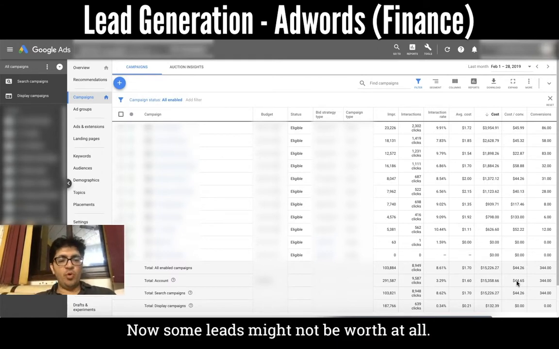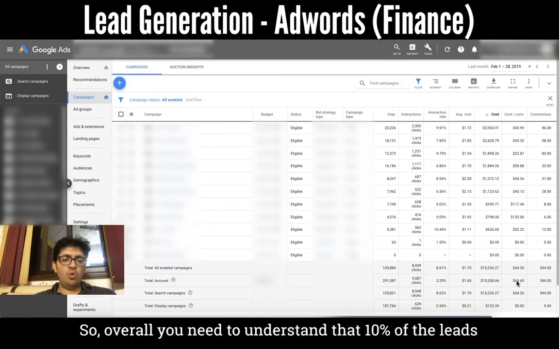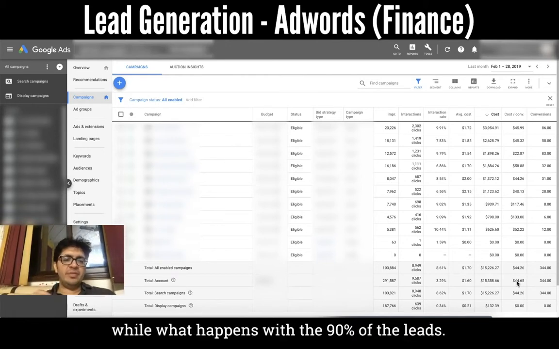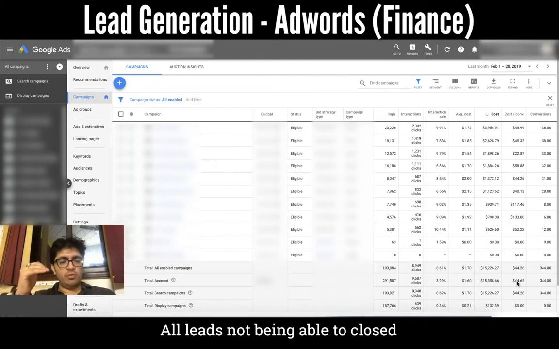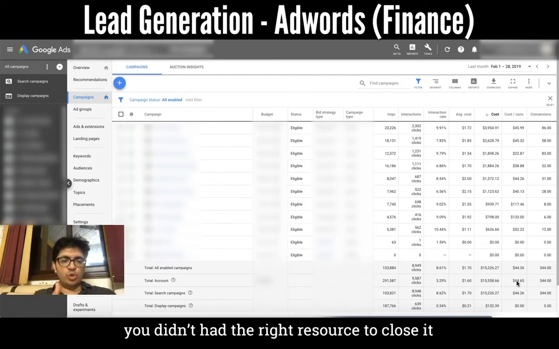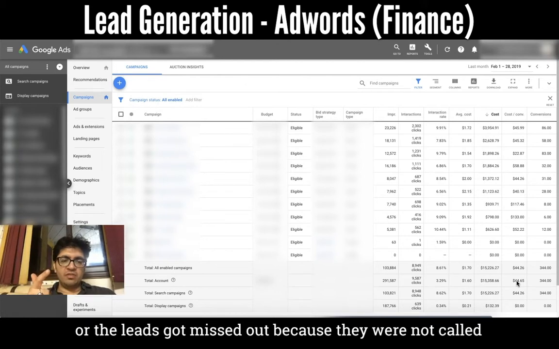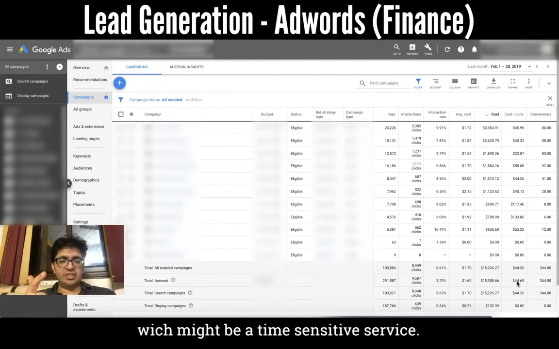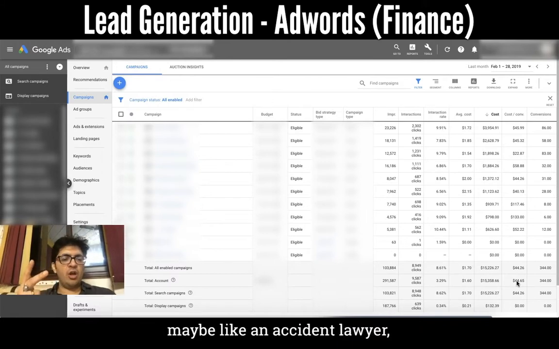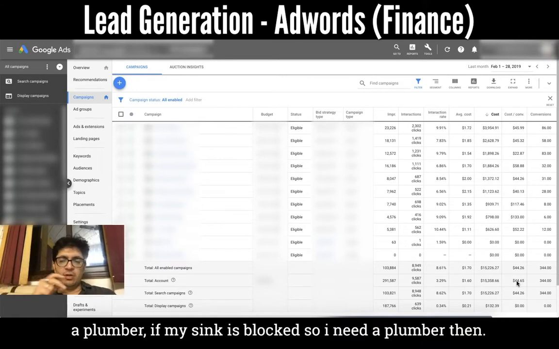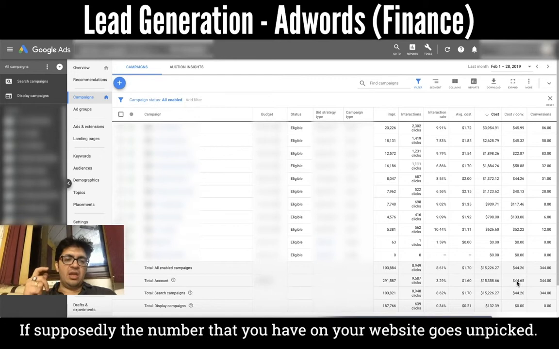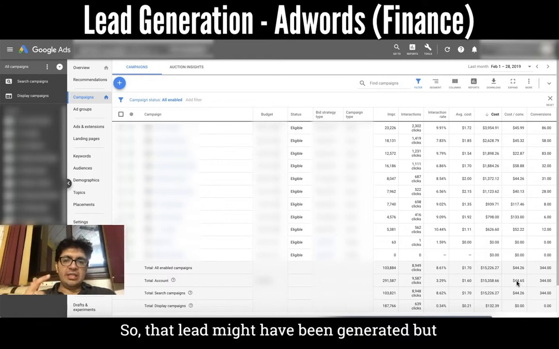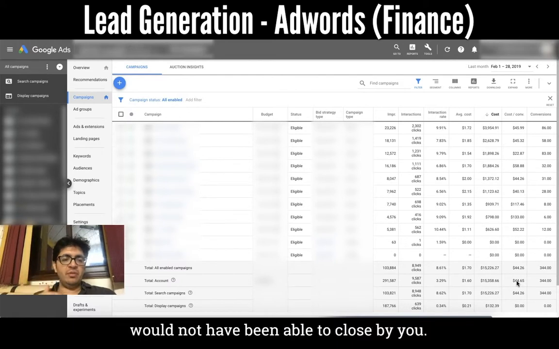Now some leads might not be worth anything at all. So overall, you need to understand that 10% of the leads would be bad quality, while what happens with the 90% of the leads is they are not being closed because you didn't have the right resource to close them, or the leads got missed because they were not called when they were looking for that service, which might be a time-sensitive service, maybe like an accident lawyer or a plumber, right? Like if my sink is blocked, I need a plumber. Then if the number on your website just rings and no one picks it up, that lead might have been generated but you would not have been able to close it.